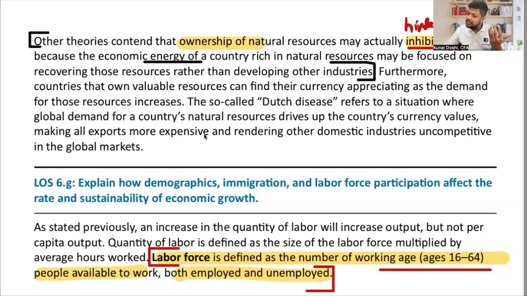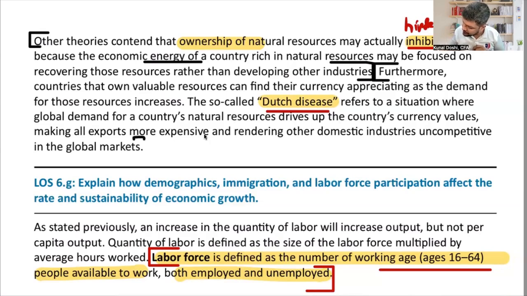Also, there is another theory which is called the Dutch disease. What is the Dutch disease? Very interesting. Now, tell me one thing. If the country has a natural resource which is high in demand, what will the outside countries do? They will start demanding more of that natural resource, right? And the currency of the country which possesses this natural resource will appreciate or depreciate? Appreciate or depreciate? Come on, tell me.